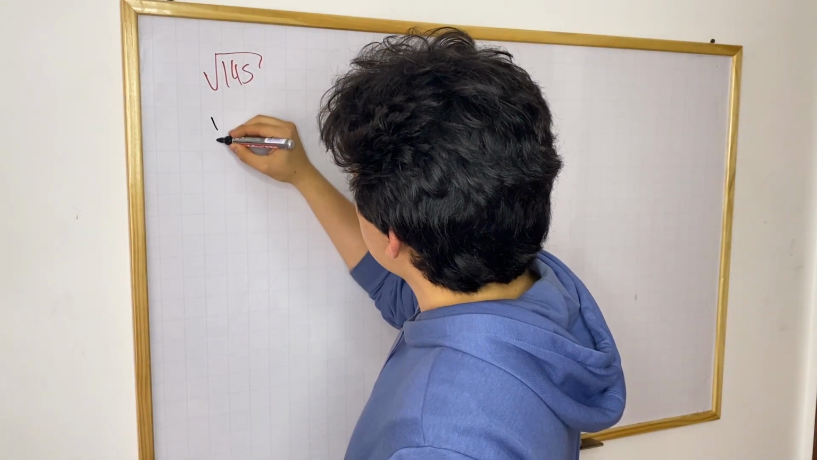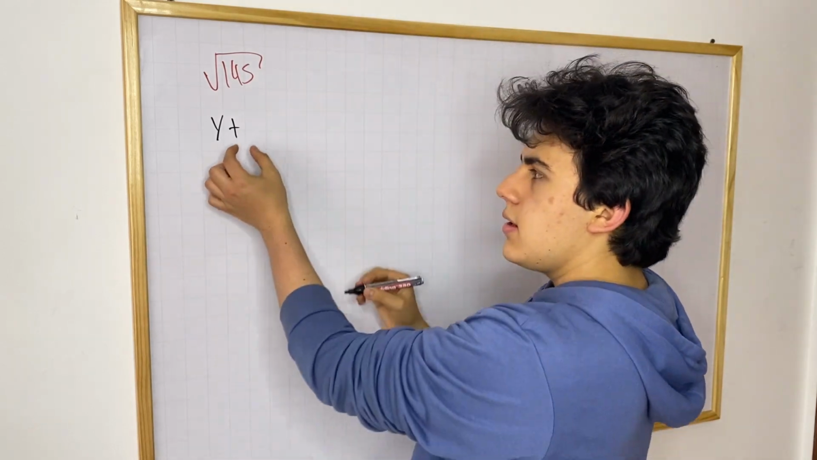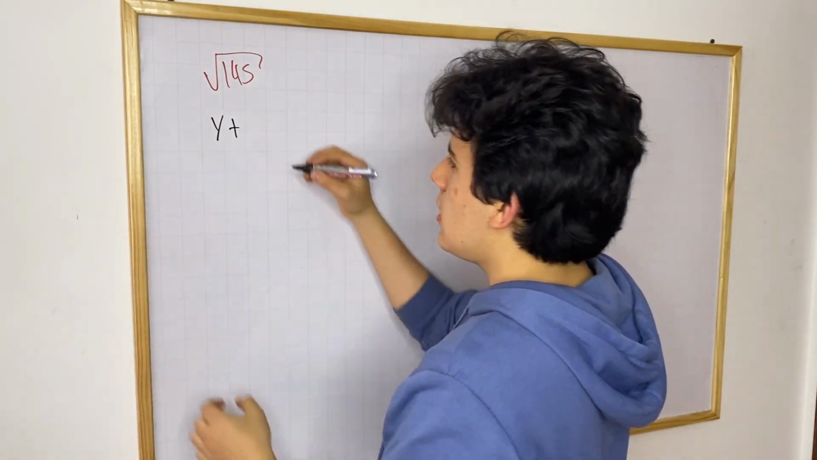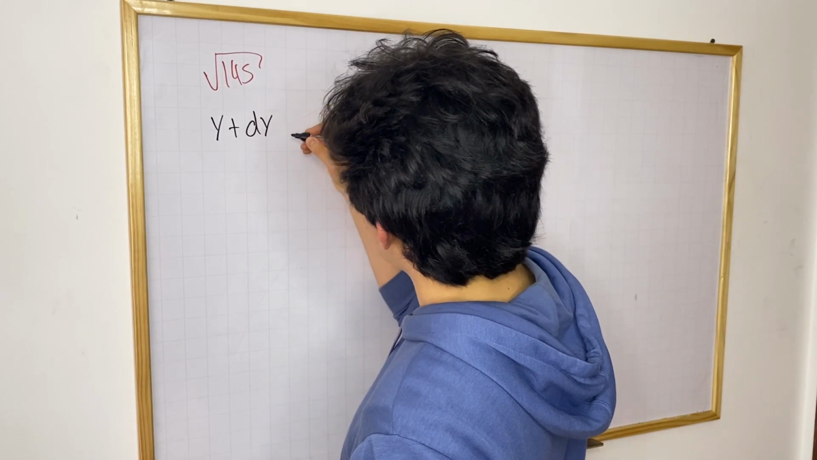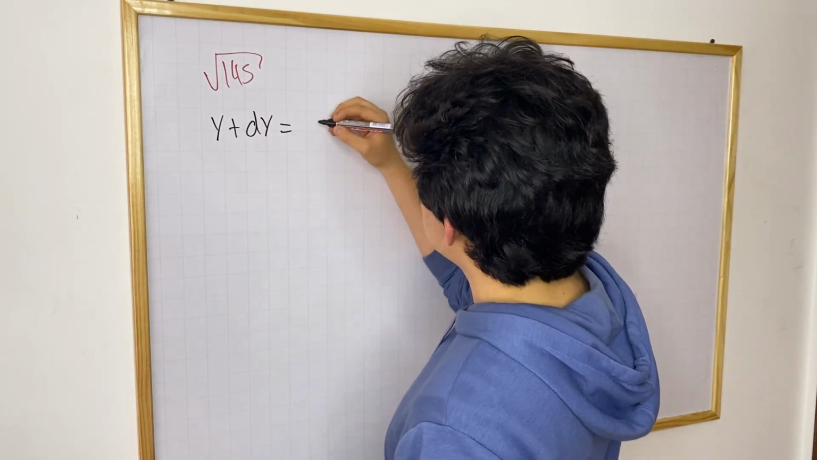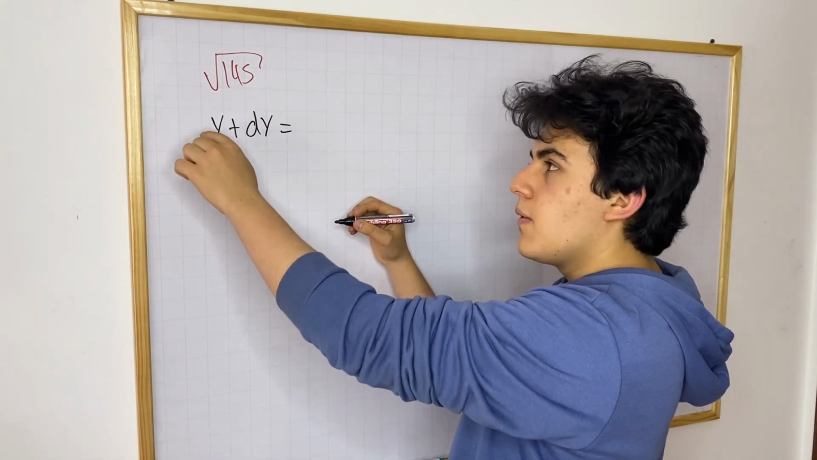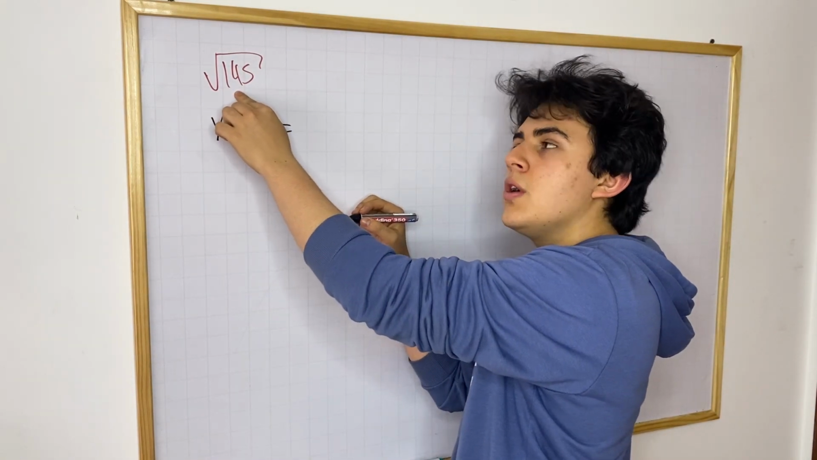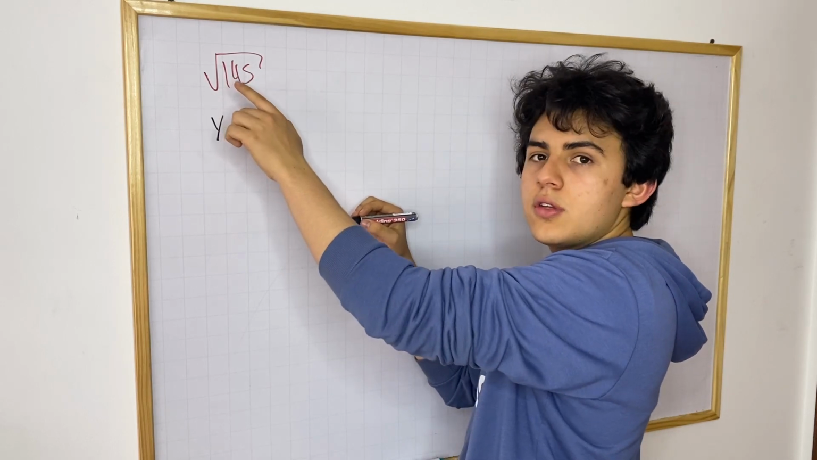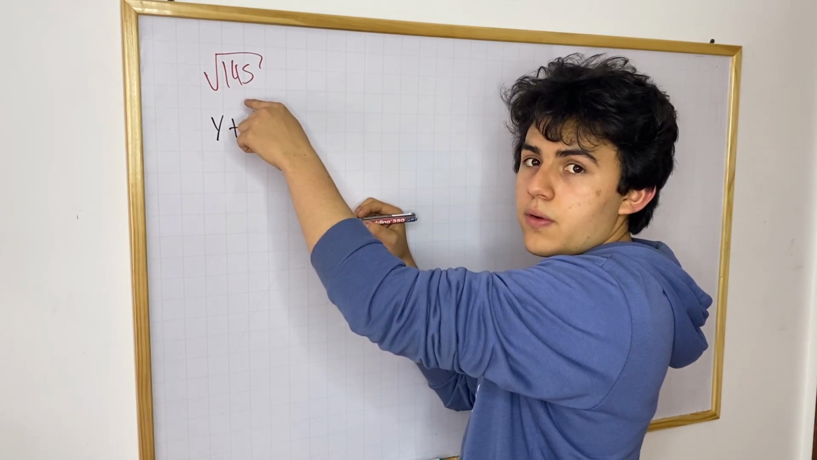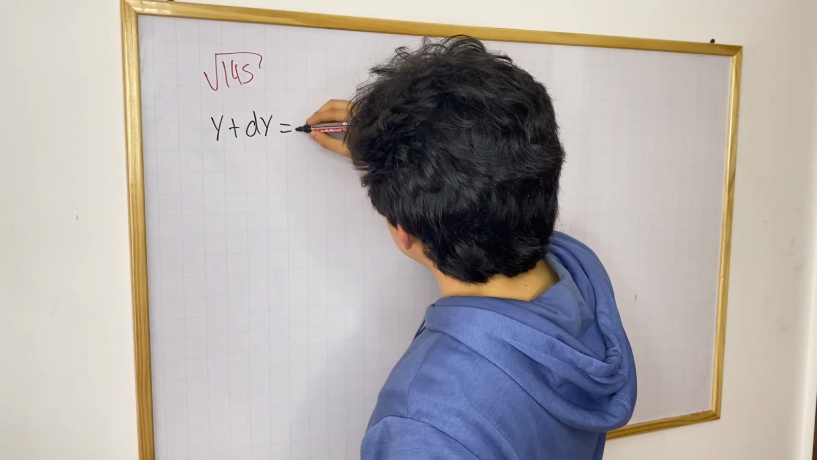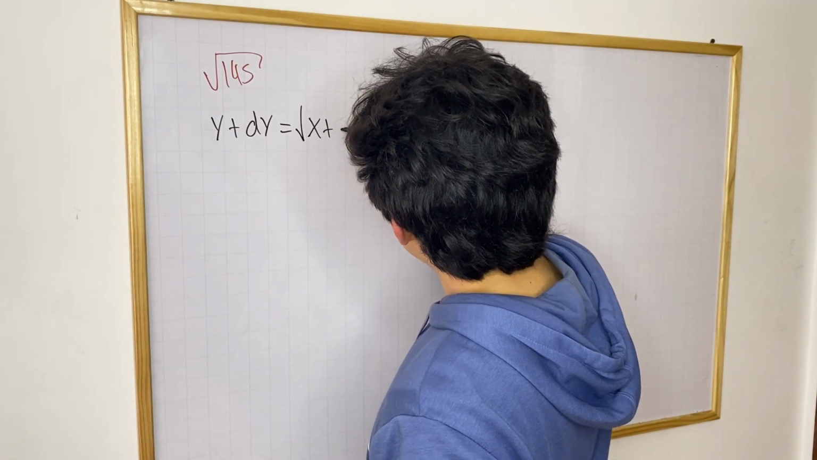So we're going to say that y plus a very small number on the y-axis, which is going to be dy. So y plus dy is going to be equal to the function that we have, in this case, the square root function. The best function that we can use to find this value is simply the square root, and then let x be equal to 145. So this is going to be the square root of x plus dx.